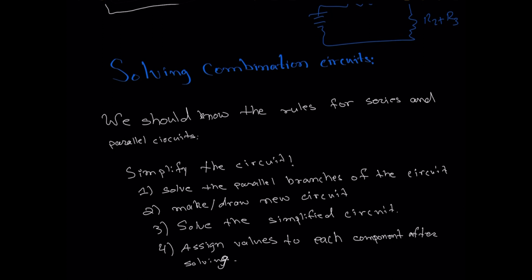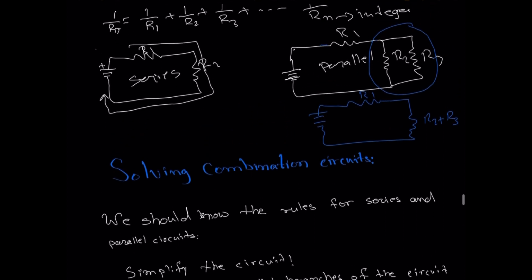Oh yeah, before the example we have some rules here. That's exactly what I said. Simplify the circuit. How do we do that? Solve the parallel branches of the circuit first, which I said we have to solve.